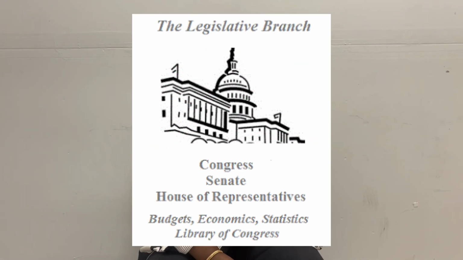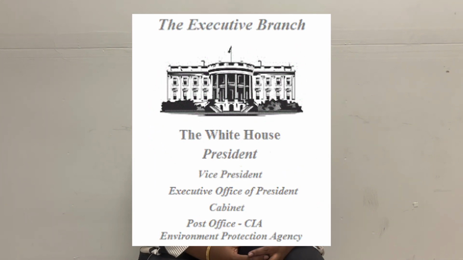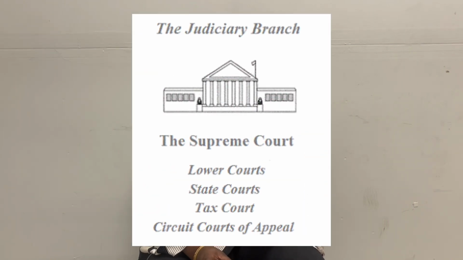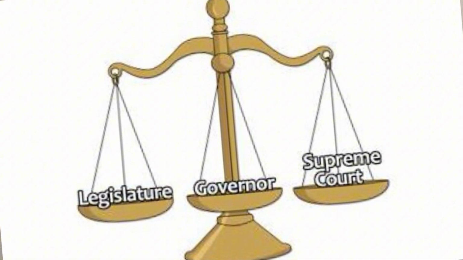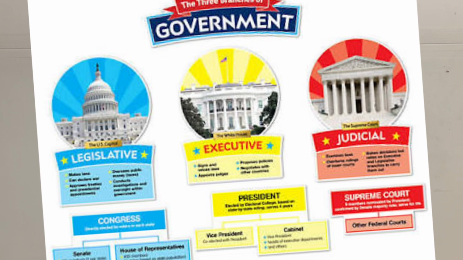Legislative, or Congress, writes the project outlines, or makes the laws. Executive, the president, pulls the project together, or enforces the laws. And judicial, the Supreme Court, reviews the final project, or interprets the laws. Now, what happens when one group member tries to do too much or too little? The others step in to balance it out. That's how the US government works.